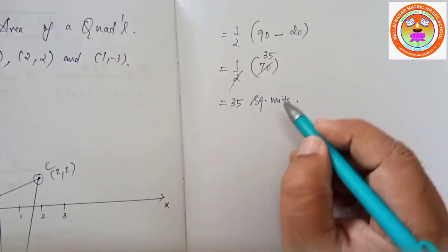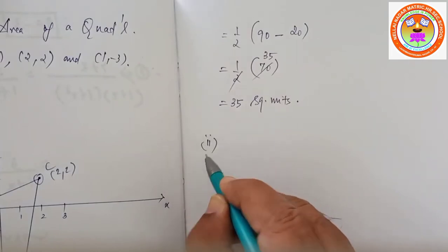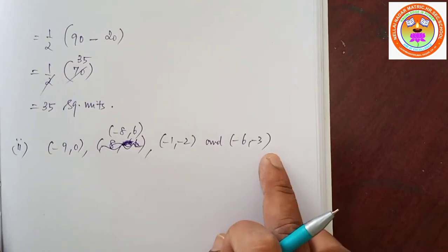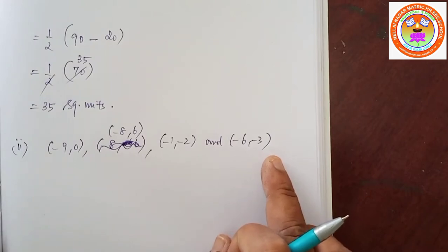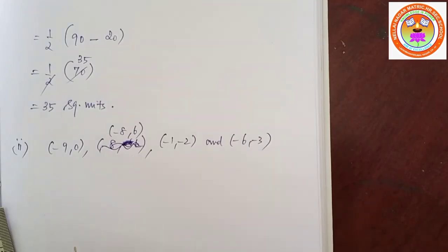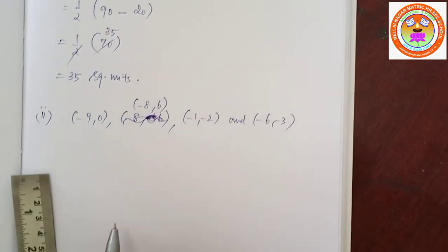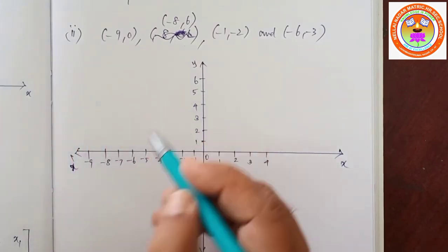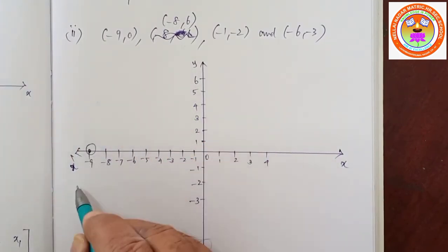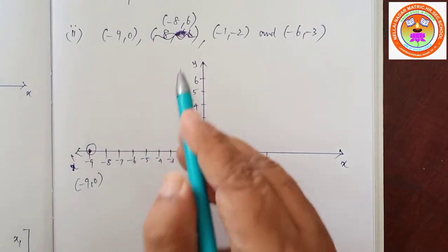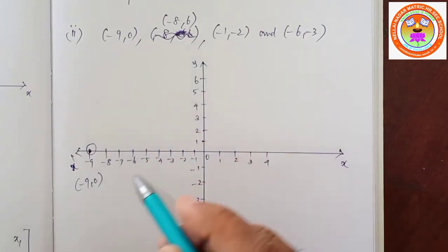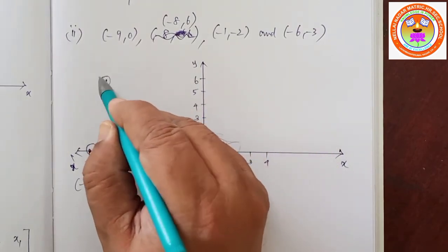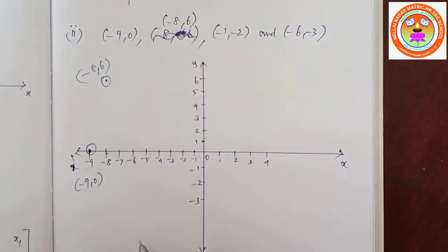Now subdivision number 2. Here also we have 4 points. We have to plot all the 4 points in a graph. First point, minus 9 comma 0. Minus 9 comma 0 lies on the x-axis. Minus 8 comma 6: minus 8 in x-axis, 6 in y-axis. Here is the point minus 8 comma 6.